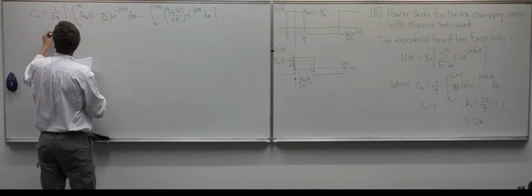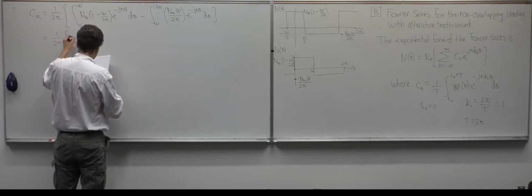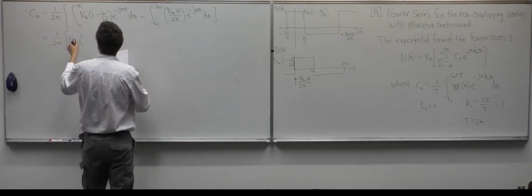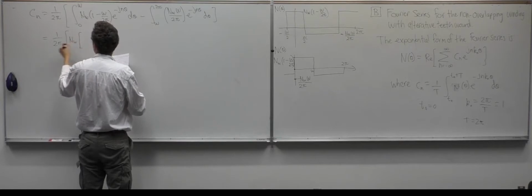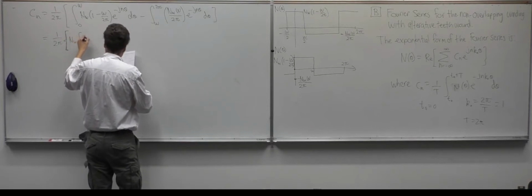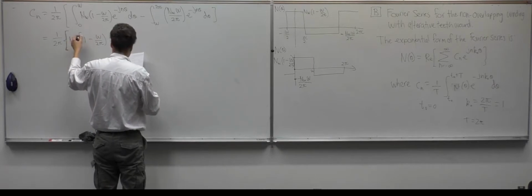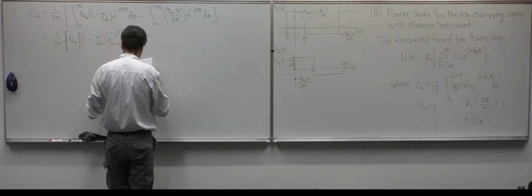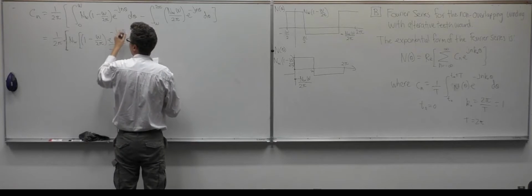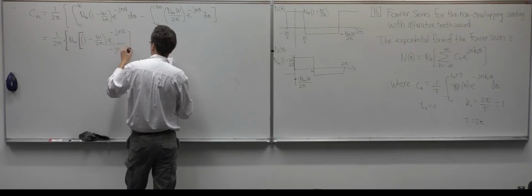Okay, so now evaluating the integrals, we get 1 over 2 pi. I'll take out the n sub w. So then we have n sub w times 1 minus w over 2 pi, e to the minus j n theta divided by minus j n, and that's evaluated from 0 to w.